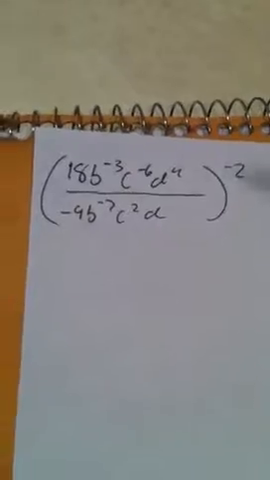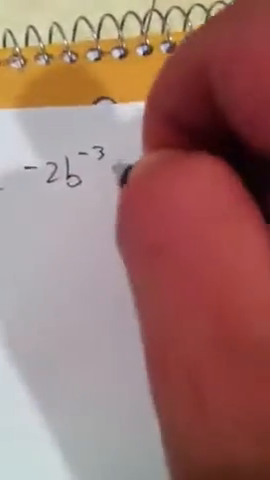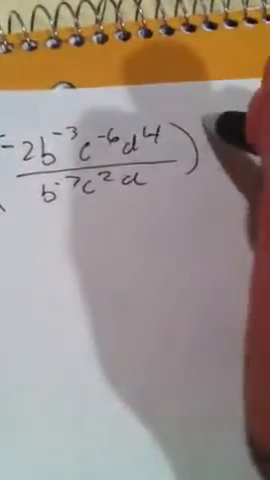Today we're just gonna be simplifying this expression, and it may look kind of crazy right now, but it's actually pretty easy. First thing I'm gonna do right off the bat is reduce the 18 to the negative 9. I'm gonna completely get rid of this negative 9, and what you're left with is a negative 2. So we're gonna rewrite it as negative 2, b to the negative third, c to the negative 6, d to the fourth, all over b to the negative 7, c squared, and d, all over 2 to the negative second power.